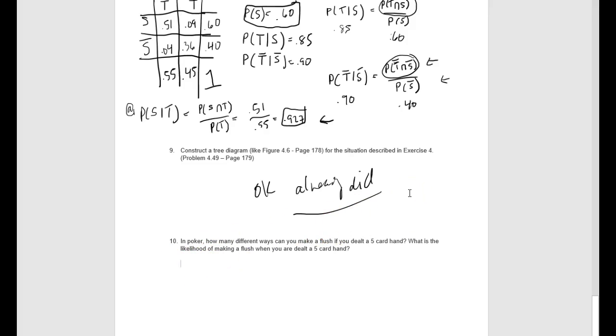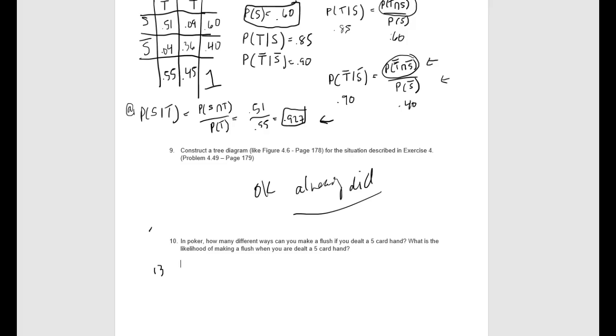In poker, how many different ways can you make a flush if you are dealt a 5-card hand? What is the likelihood of making a flush when you are dealt a 5-card hand? So 2 things. They're asking us to count the number of combinations, and then they're asking us to tell what the probability of that is. So the first thing that we'll do is we'll count the number of hands. So the ways that you make a flush are obtaining 5 cards from all one suit.